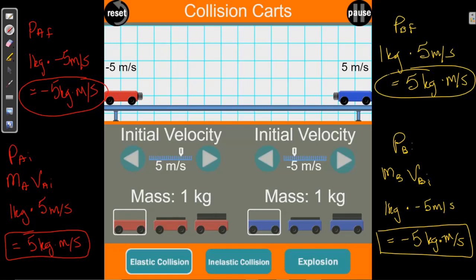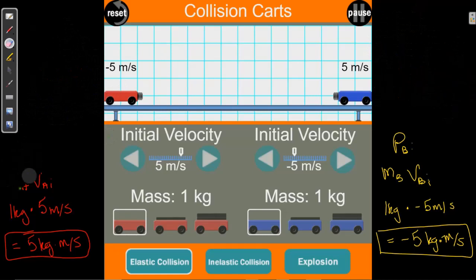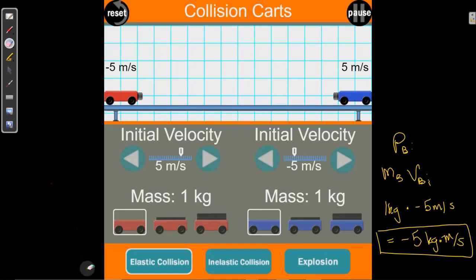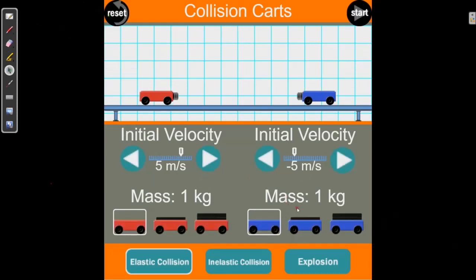All right. So let's play around with this here, and let's look at what happens when we change masses and initial velocities. We'll stick with elastic collisions, and all I'm going to do is double the mass. Let's reset this. We'll double the mass of cart 2. So now we're starting with the same velocities, +5 and -5, but this time we have double the mass over here.